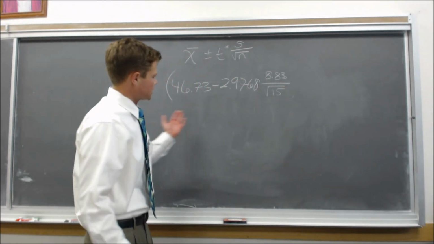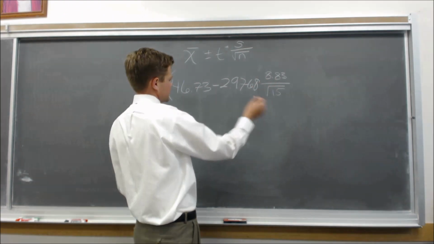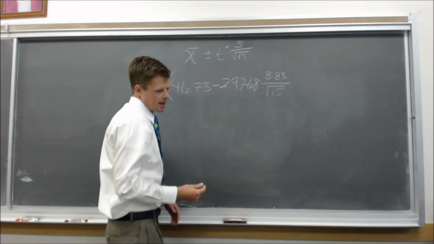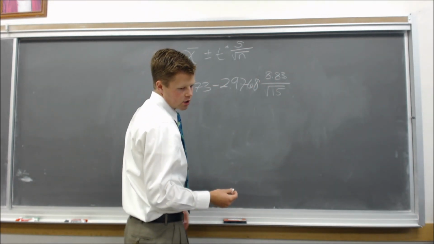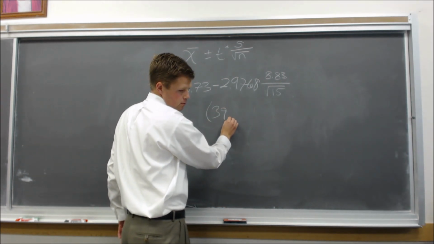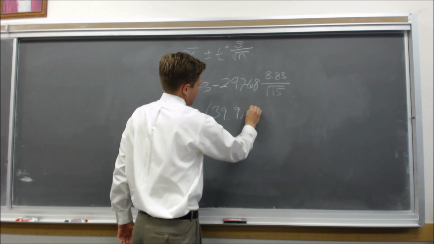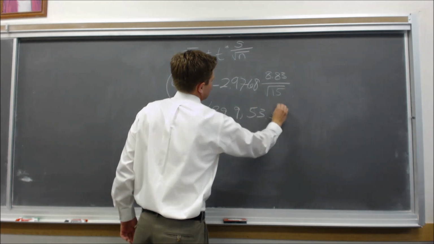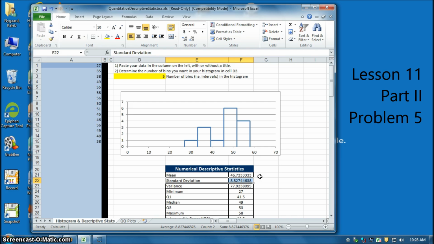Okay, but the equation is still the same way. Remember, on the other side you have the same thing, but a plus sign. And as you type those into your calculator, you'll get 39.9 and 53.5. Question 5 will now use the software.